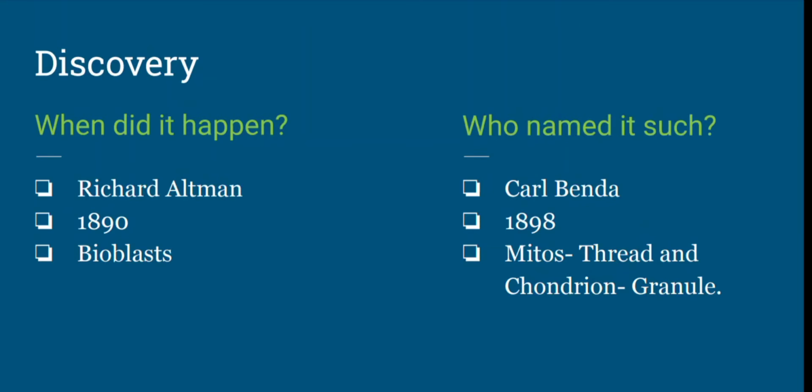Now bioblast is a terminology used for any structure that has a granule of protoplasm that is thought to be capable of growth and self-reproduction. So he named it bioblast. Then later on in 1898, Carl Benda, a German physician, named it mitochondria, which is derived from two words, mitos, the thread, and chondrion, meaning the granule. So this is a structure that has a granule and thread-like structures. Seeing those structures, he named it mitochondria.